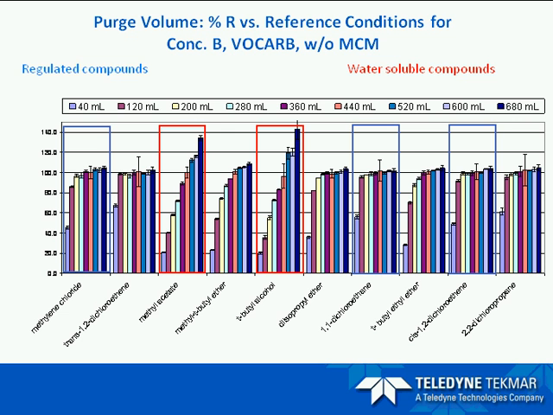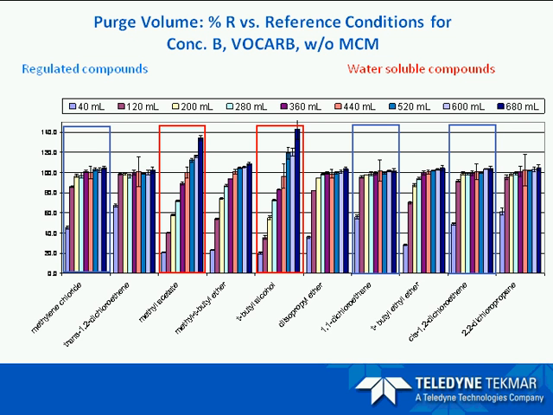Now this plot compares the recovery for some of those individual analytes as well, compared again to that standard 440 mL condition. Now again, they varied the purge volume from 40 to 680 mL. This data was collected with Concentrator B, and this simply shows the VOCARB trap without employment of moisture control management.